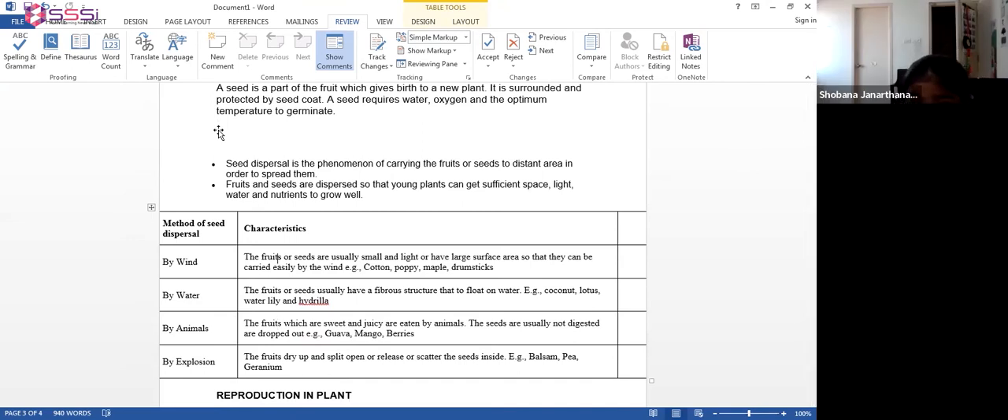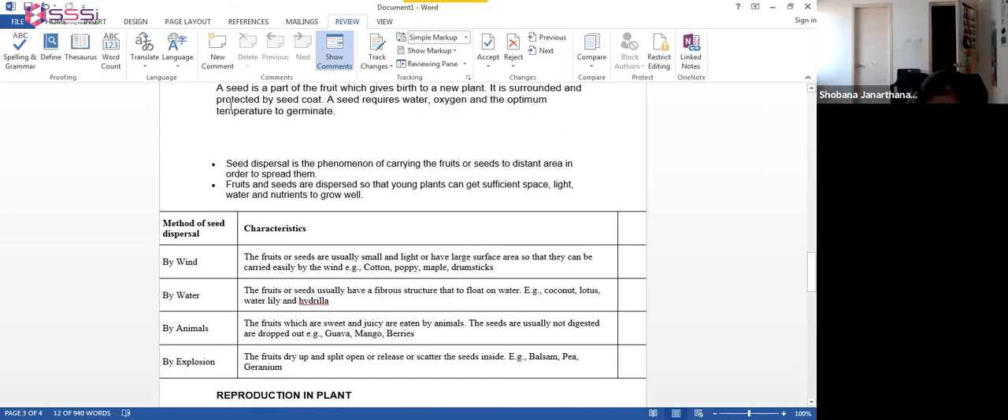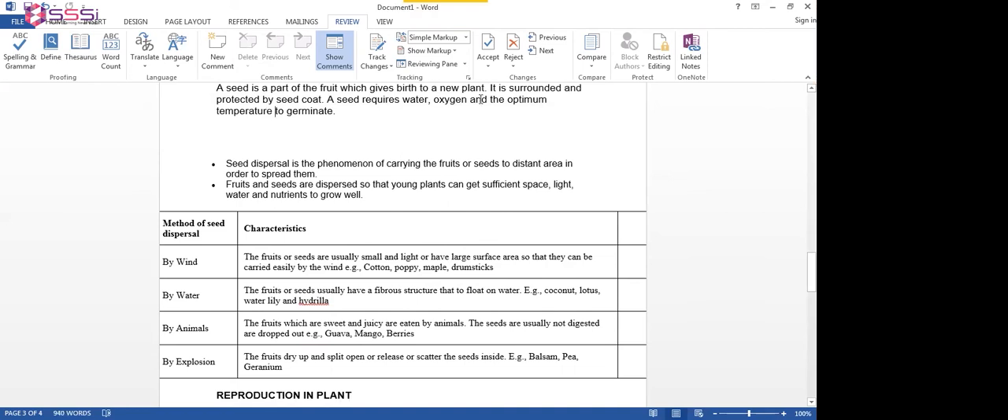Yes, ma'am. Now next is, we have studied this before also. A seed is a part of a fruit which gives birth to a new plant, right? It is surrounded and protected by the seed coat. A seed requires water, oxygen, and optimum temperature to germinate.